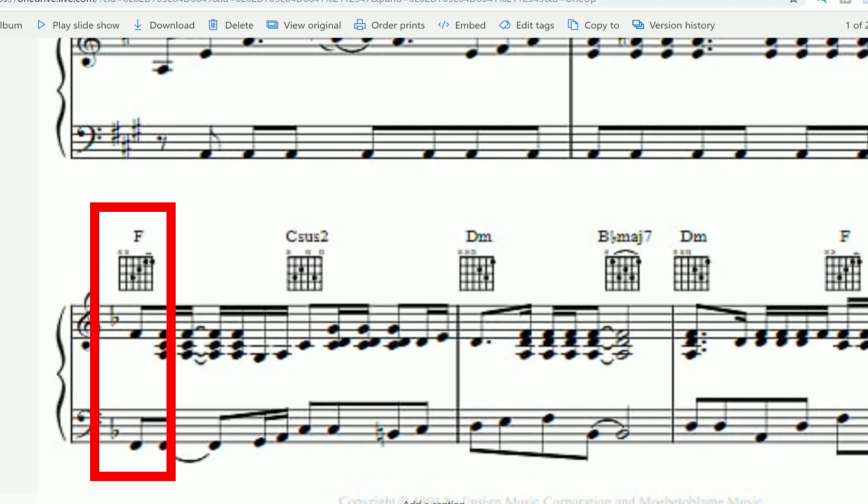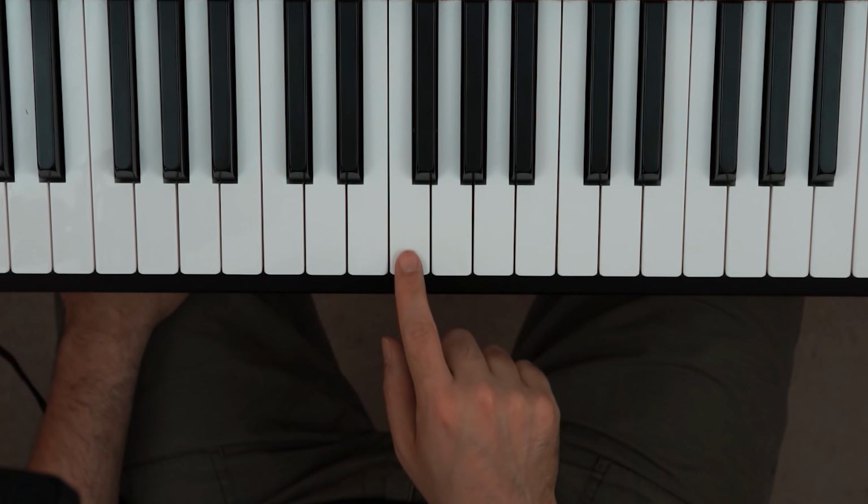So we have 1 flat in our key signature. Now, knowing what your key signatures are is a whole different lesson, but I'm going to give you the answer that we're in the key of F. So if we're in the key of F and our chord is F, that's our 1 chord, right? So let's figure out the progression really quick in the key of F.